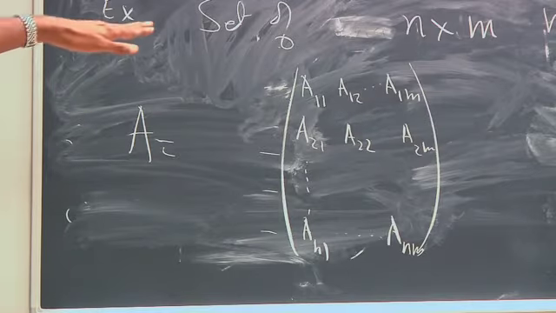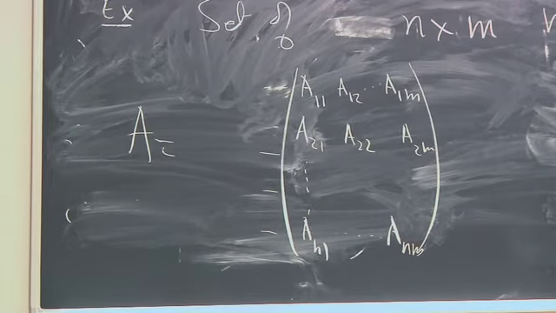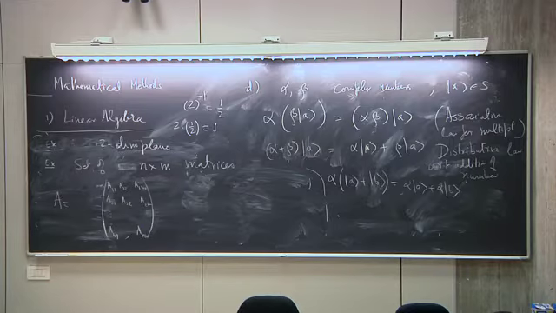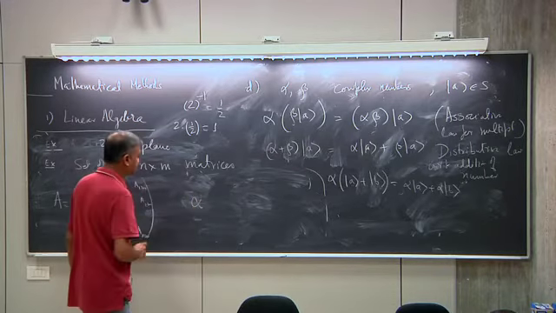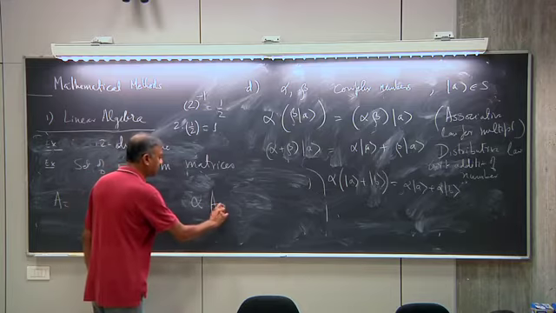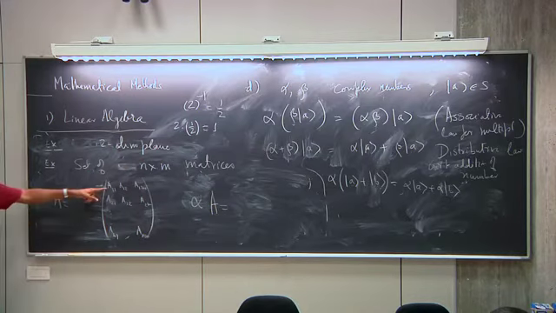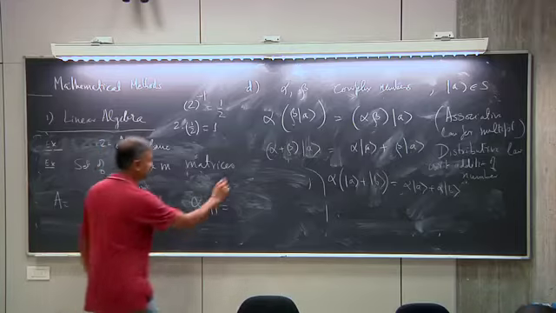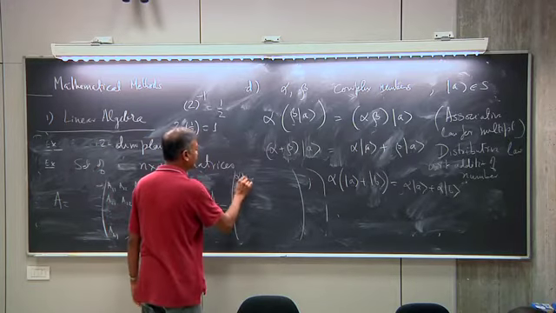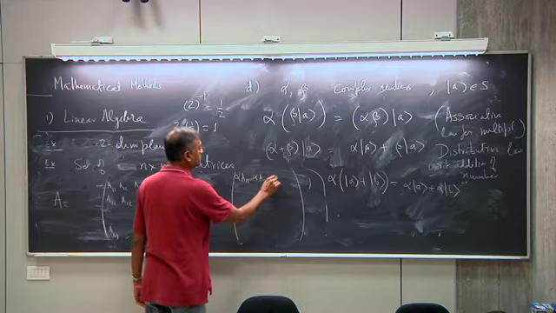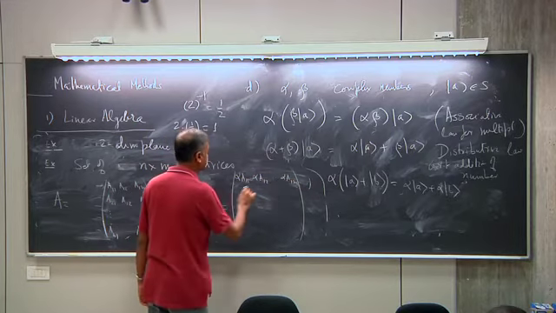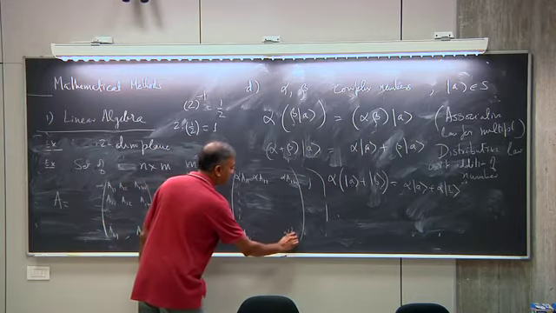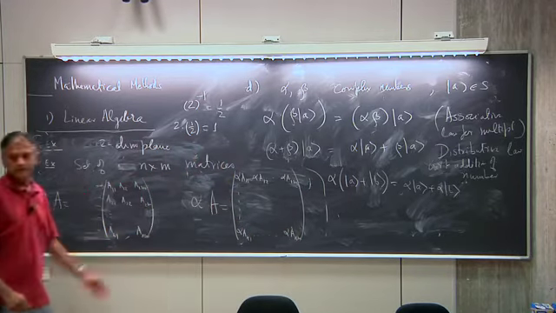If you consider the set of all n cross m matrices, okay, so that is a set, but now I have to define what I mean by multiplication and addition, right? So I'll define, if I take some number alpha, alpha times A is by definition, you simply multiply each component by alpha. So this will be a matrix again: alpha A11, alpha A12, alpha A1m, and similarly all the way up to alpha An1, alpha Anm. So this is the rule of multiplication.